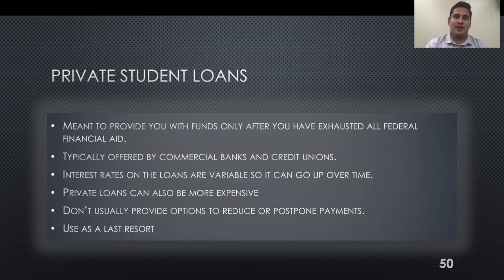If you don't want to deal with the federal government or the Department of Education, one can always take out a private student loan. But bear in mind, they will chew away your life with those interest rates. This kind of loan is meant to provide you with funds only after you've exhausted all your federal financial aid or if you did not qualify. These loans typically are offered by commercial banks and credit unions. Interest rates on these loans are variable, so they can go up over time. These private loans can also be very expensive and don't usually provide options to reduce or postpone payments. Like I said before, you should probably stay away from this unless it's a last resort.